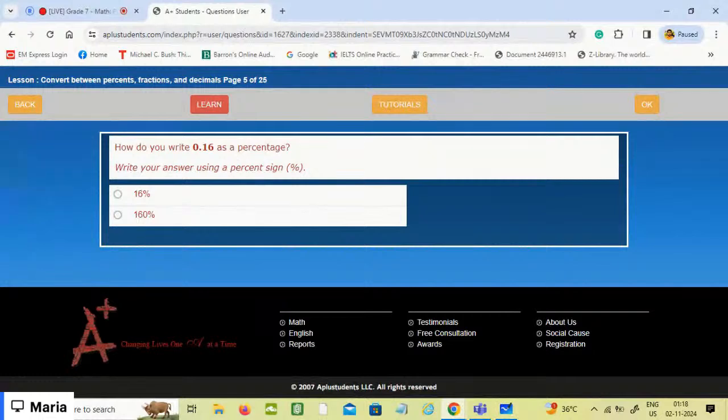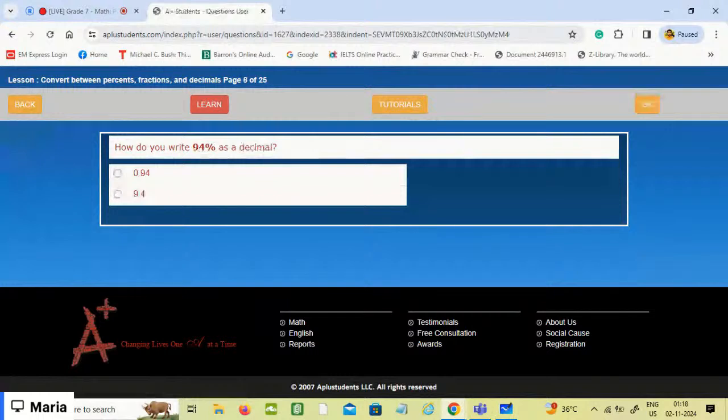How do you write 0.16 as a percentage? Whenever you have to write a decimal in the percentage form, you simply need to multiply it by 100. So that makes it 16%. Option number 1 is the correct option. Got it?